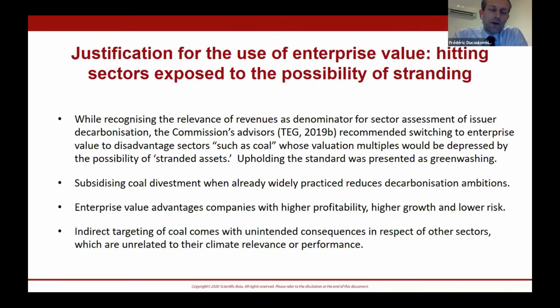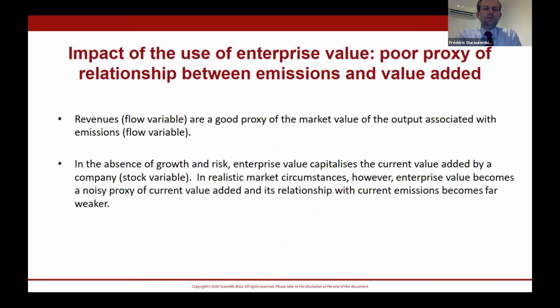As obviously when you use enterprise value, you advantage companies that have higher profitability, higher growth, or lower risk. This is because the capitalization of these companies will be higher than other companies' capitalization, all things equal. So by changing the metric to target coal and other sectors exposed to stranding risk, you have unintended consequences in respect of other sectors, which are not related to the climate relevance or performance, but simply to profitability, growth, and risk. And I will show you some charts on this.